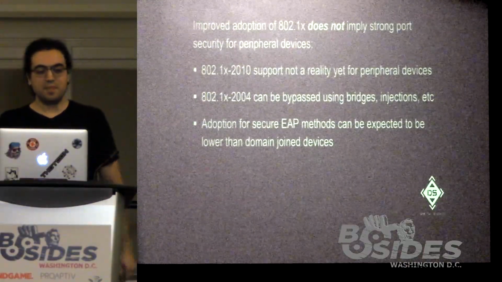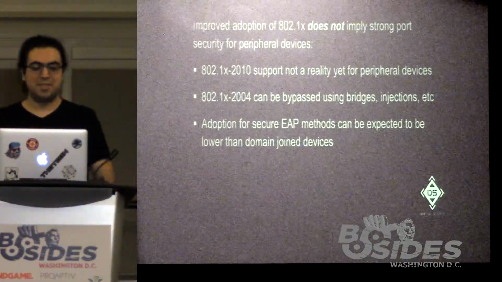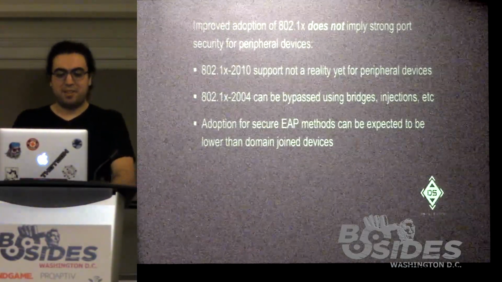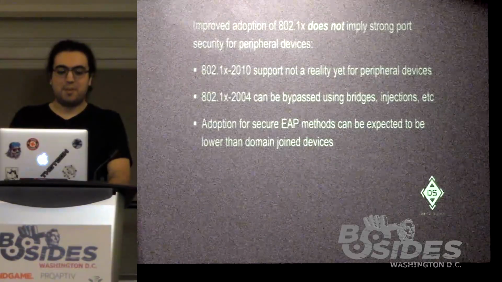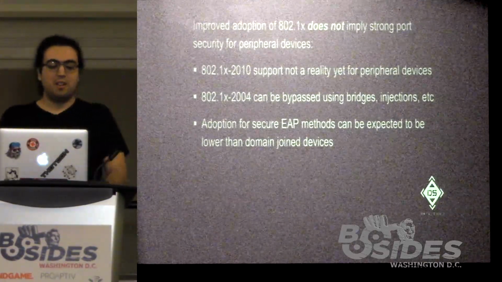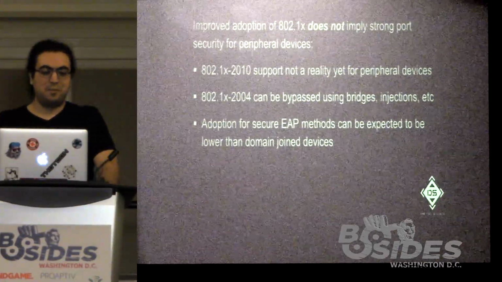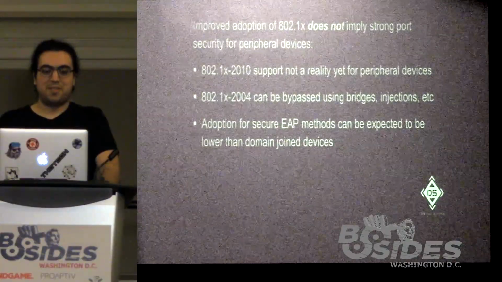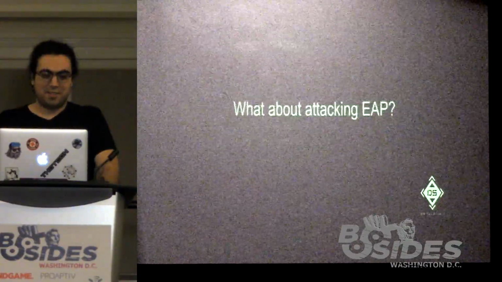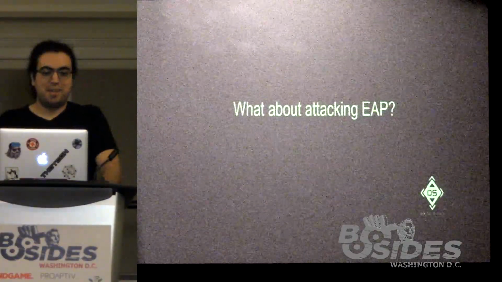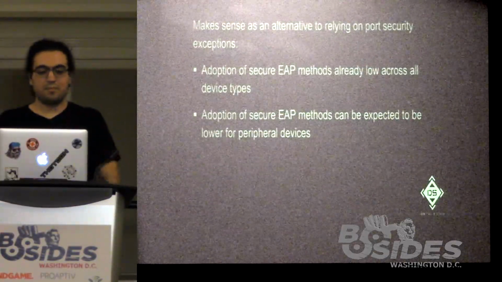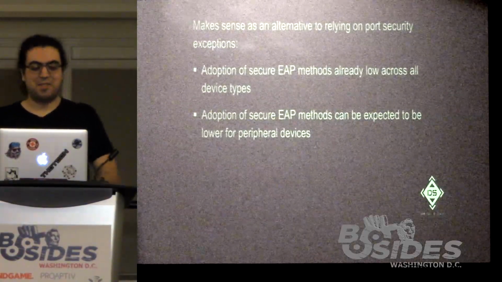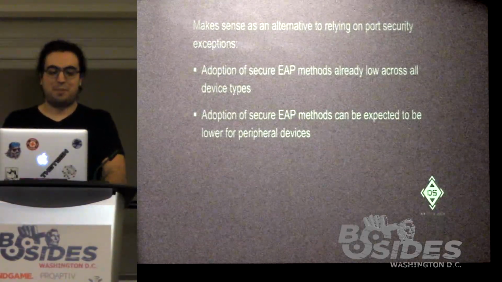But one thing that's kind of interesting about this is that we were talking about insecure EAP methods. We can actually expect the adoption of secure EAP methods to be even lower for peripheral devices than for something that can be centrally managed, like a domain-joined device. So this begs the question: can we just attack EAP as a really easy way to attack these devices? And this makes sense as an alternative to relying on port security exceptions for attacking peripherals.